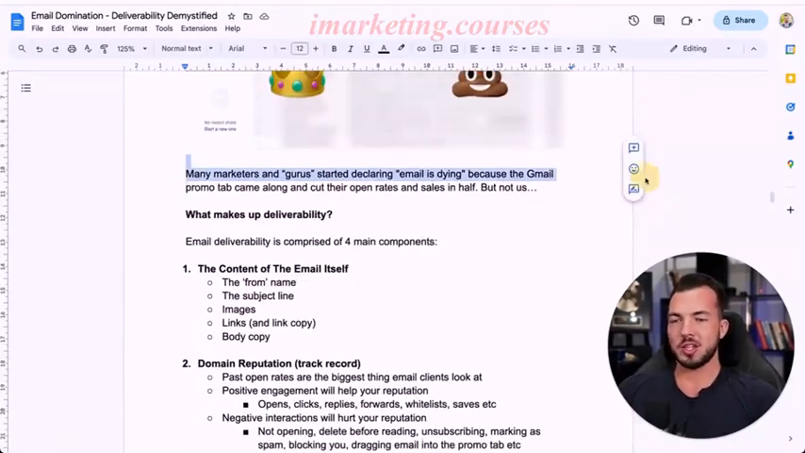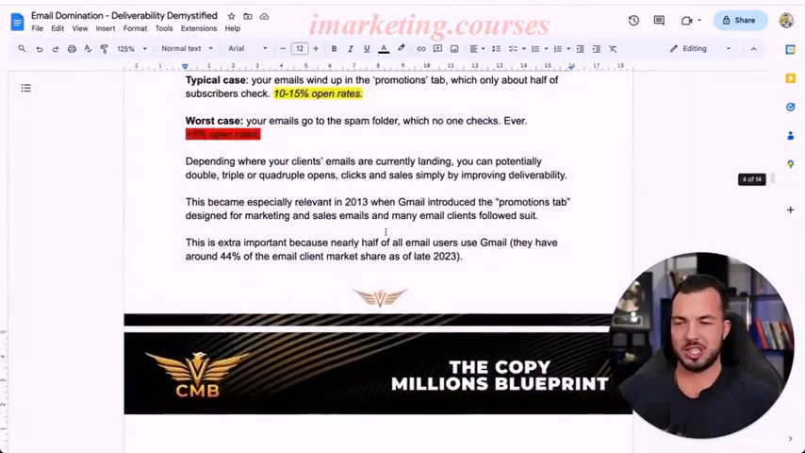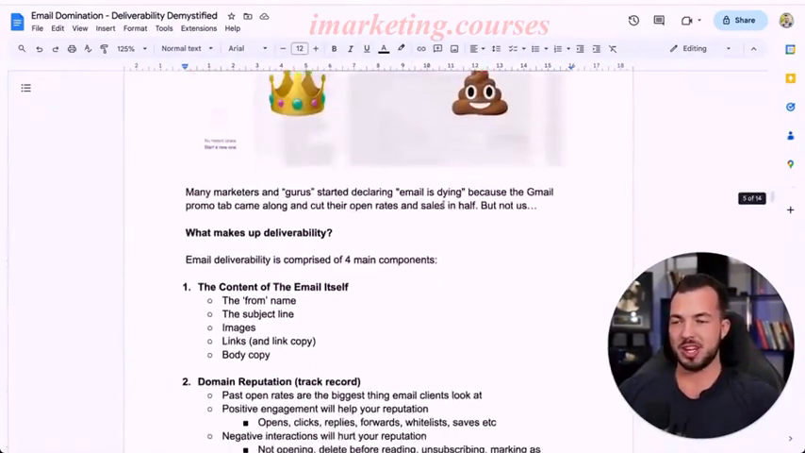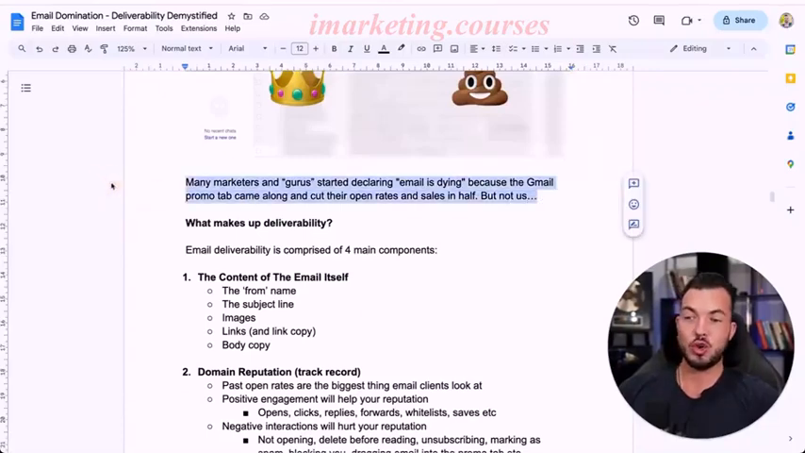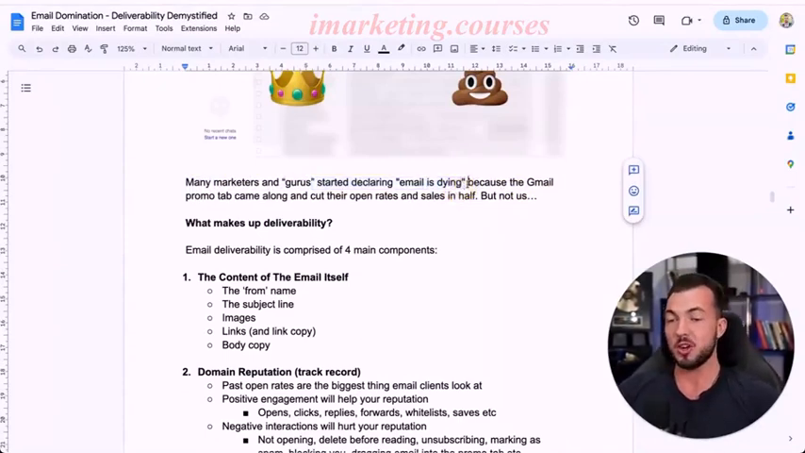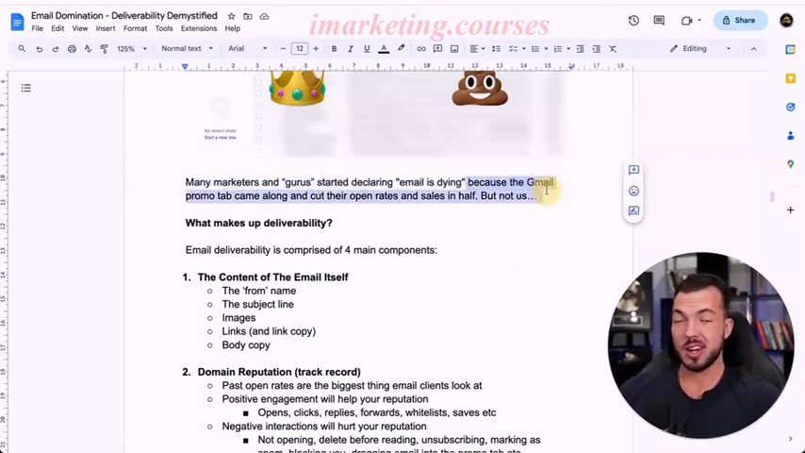Now, here's what's funny. So when Gmail introduced the promo tab in 2013, a lot of marketing gurus and influencers and whatnot started declaring email is dead, email is dying. You might have been hearing this for the last 10 years, like a broken record. Fun fact, it actually still hasn't died, and they've been saying it for 10 years straight, right? Because Gmail, the promo tab came along and wrecked them, right? And cut their open rates and sales in half.